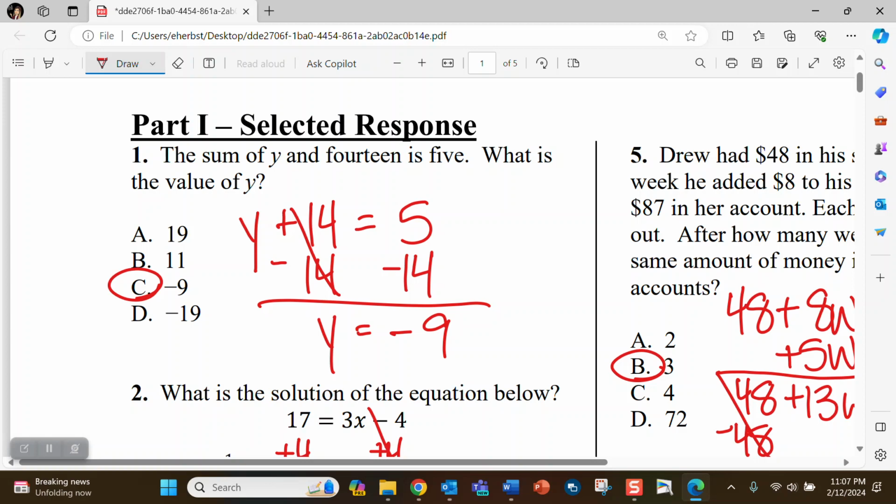So for number one, it asked for the value of y, and the statement in the problem says the sum of y and 14 is 5, so you can see I set up an equation, y plus 14 equals 5, solved for y, and found that y equals -9.